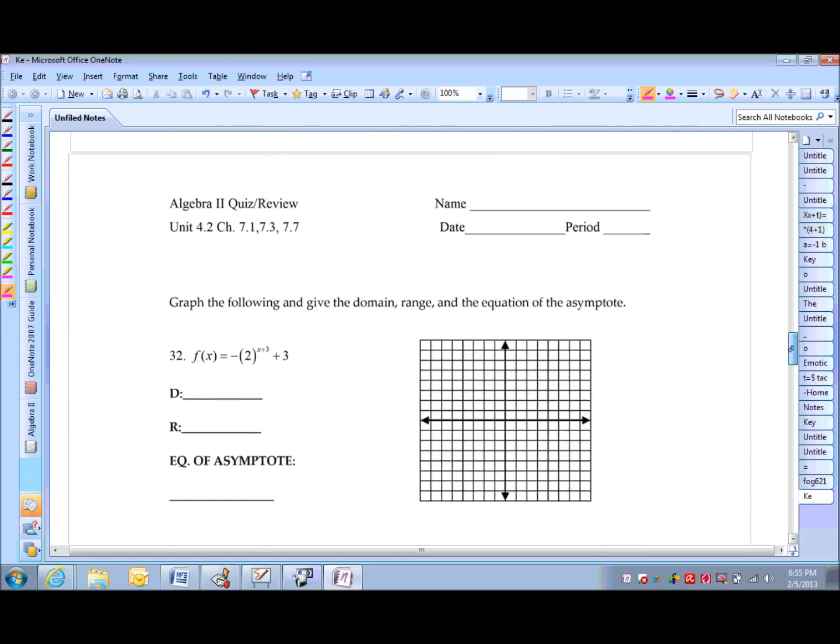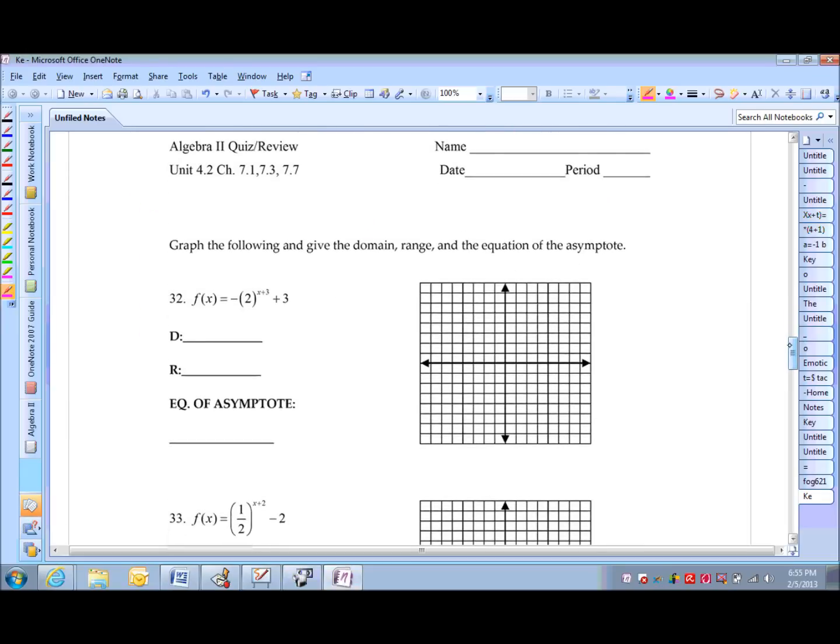Alright, so now we're moving on to the graphing problems. And it asks us to graph the following and give the domain, range, and equation of the asymptote. So, in these graphing problems, we're going to be dealing with 4 different functions. We're dealing with the 2 parent exponential functions and the 2 parent logarithmic functions.